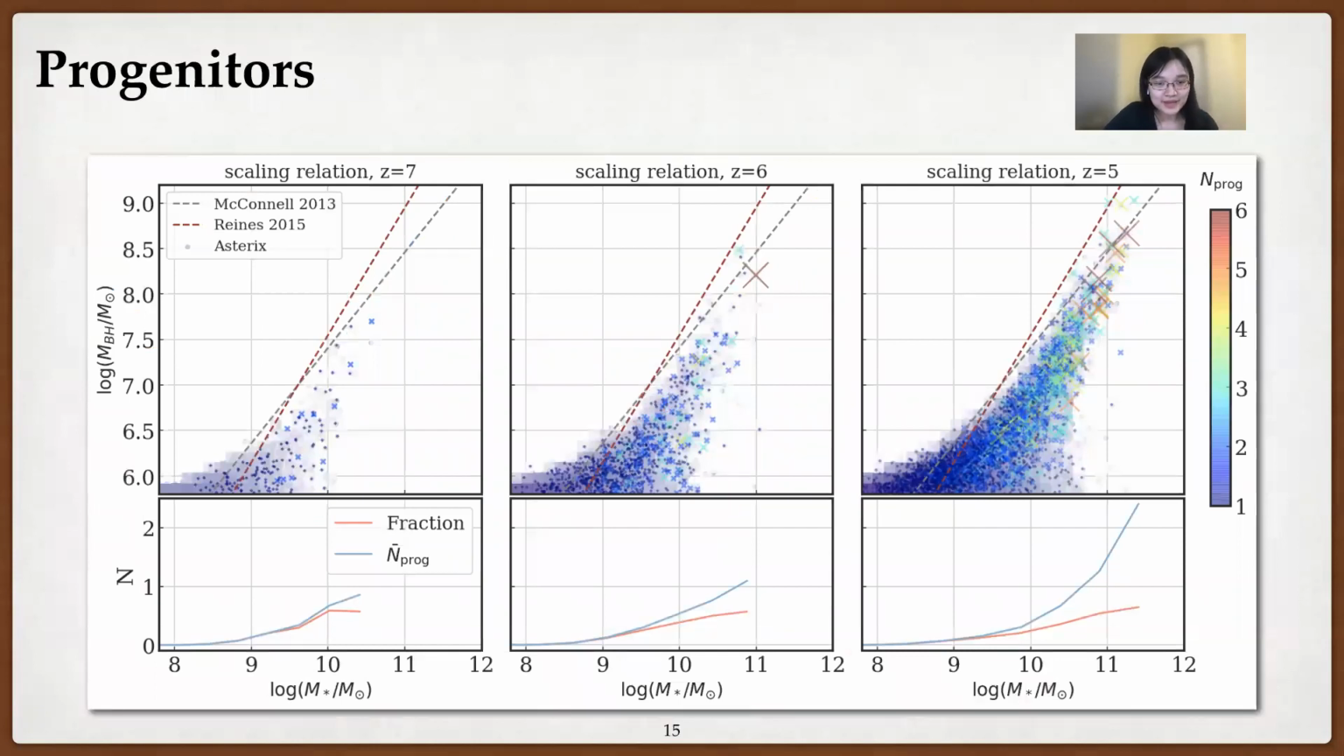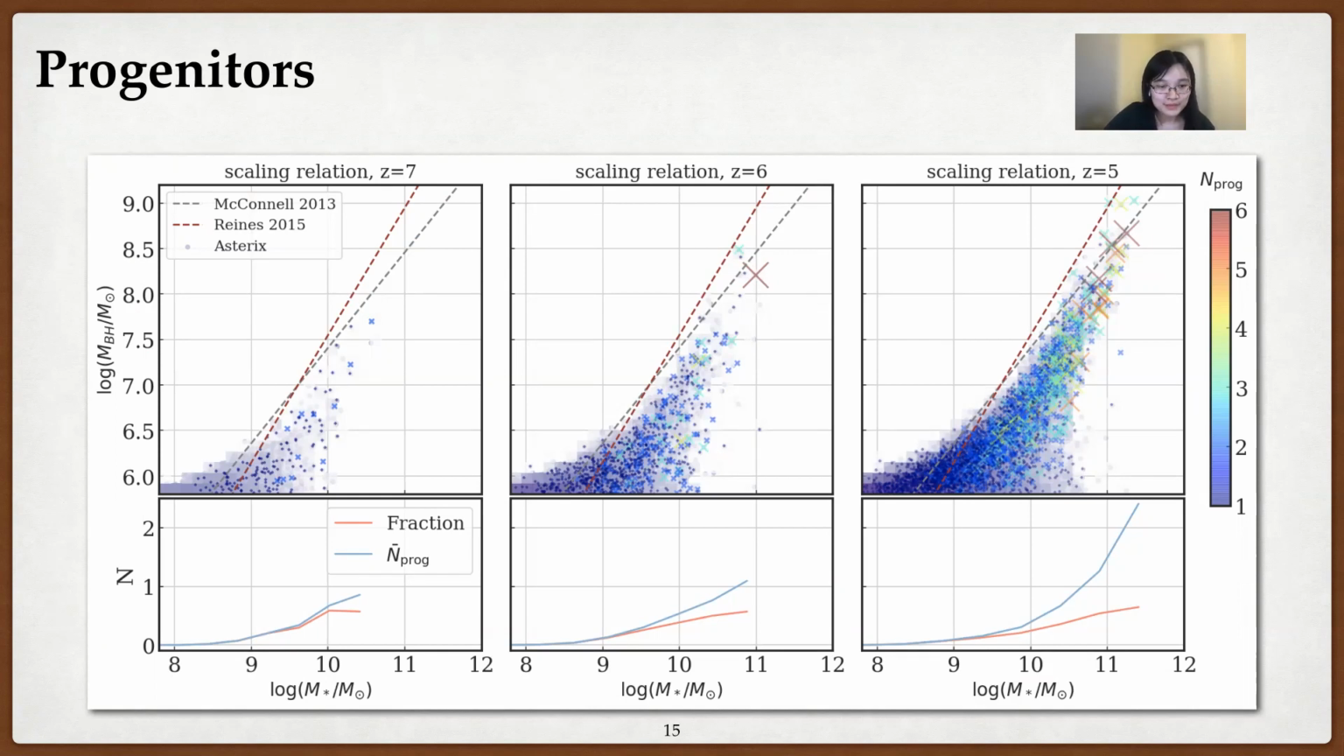Here we look back in time and count the number of black hole progenitors. We mark out the black holes that have undergone mergers, with the color indicating the number of progenitors. In the lower panel, the blue line gives the number of black hole progenitors in each stellar mass bin, and the red line shows the fraction of galaxies that host a black hole that has undergone at least one merger. We can see that more massive galaxies tend to contain black holes with more progenitors, and merger events are very important for massive black holes at high redshift.